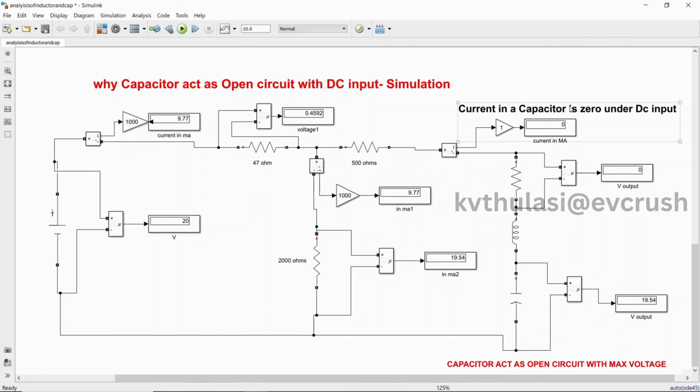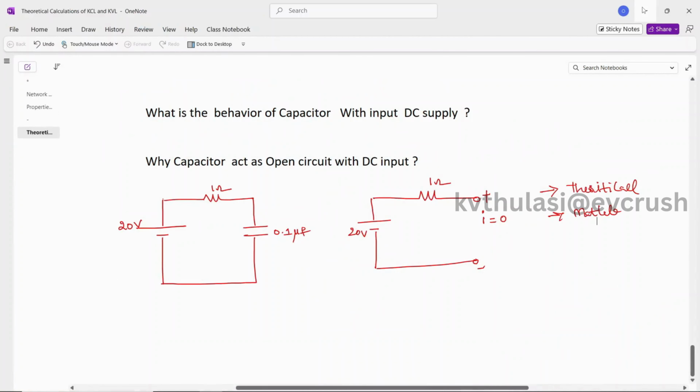So this is how you can see here the current in the capacitor is 0 with an input of DC. Why it happens and how it happens, let us see in the simulation and theoretical analysis. These are some of the toughest concepts to understand in electrical and electronics engineering. Now let's go into the concept.